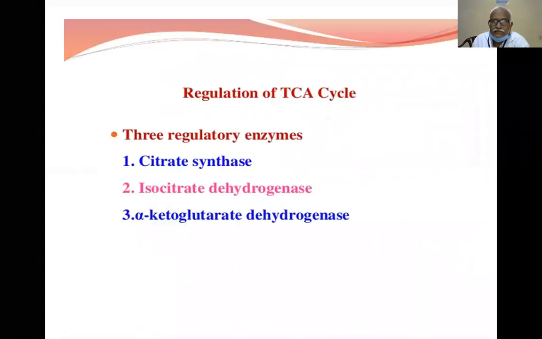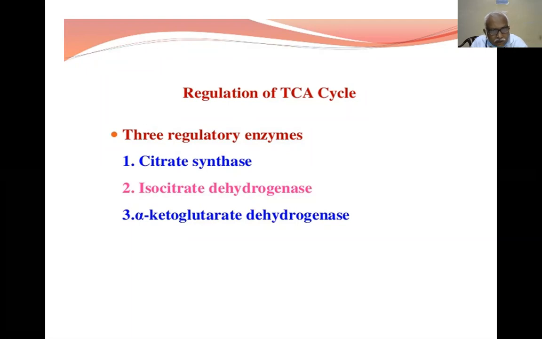Now regulation. For every cycle there should be a regulation. If you simply say, a cycle should have a pedal, accelerate speed, and it should have brakes, left and right, front wheel and back wheel brakes, and free wheel. So there are regulations. There are 3 regulatory enzymes: citrate synthase, isocitrate dehydrogenase, alpha-ketoglutarate dehydrogenase. Only 3 things. So simple.